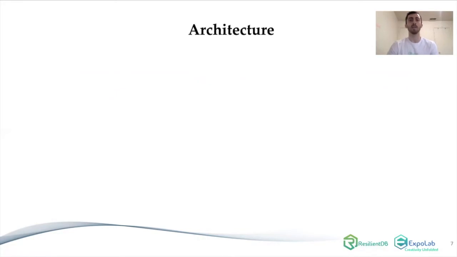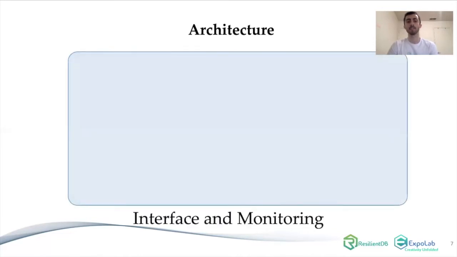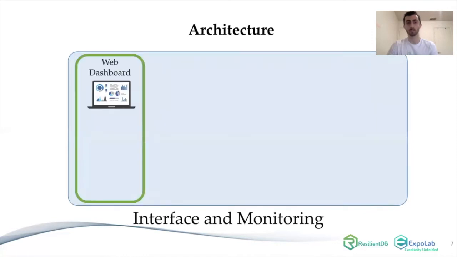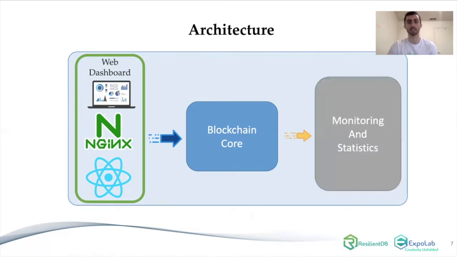Now let's go and talk about our architecture. Our architecture has 2 main parts, interface and monitoring, and the blockchain core. In the interface and monitoring part, we have a web dashboard using Nginx and React that gets parameters and everything from the user and sends it to the blockchain core to run the actual blockchain, and the stats are sent to the monitoring and statistics part to show to the users as a graph and dashboard.